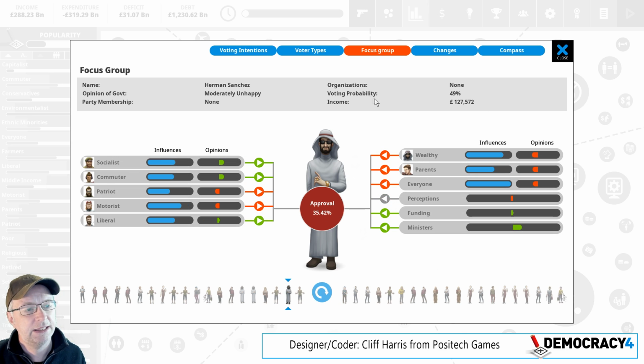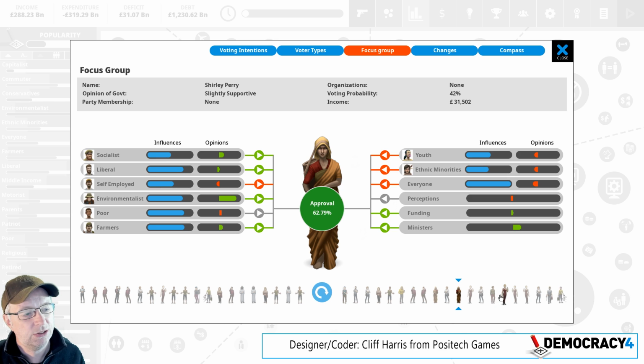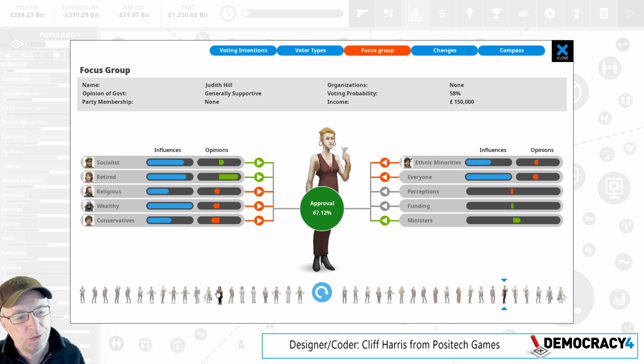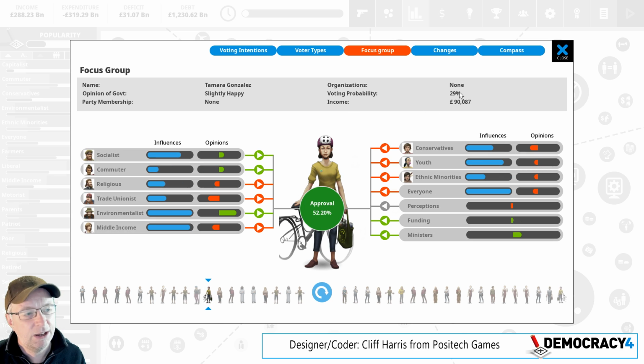Now you can see the actual voting probability of people here, which depends on their view of the current government. It's a high voting probability there because they're pretty happy. There's a really low voting probability there because they feel a bit mediocre about the government, only 52%. So on balance, they'd vote for you, but they probably won't bother voting.